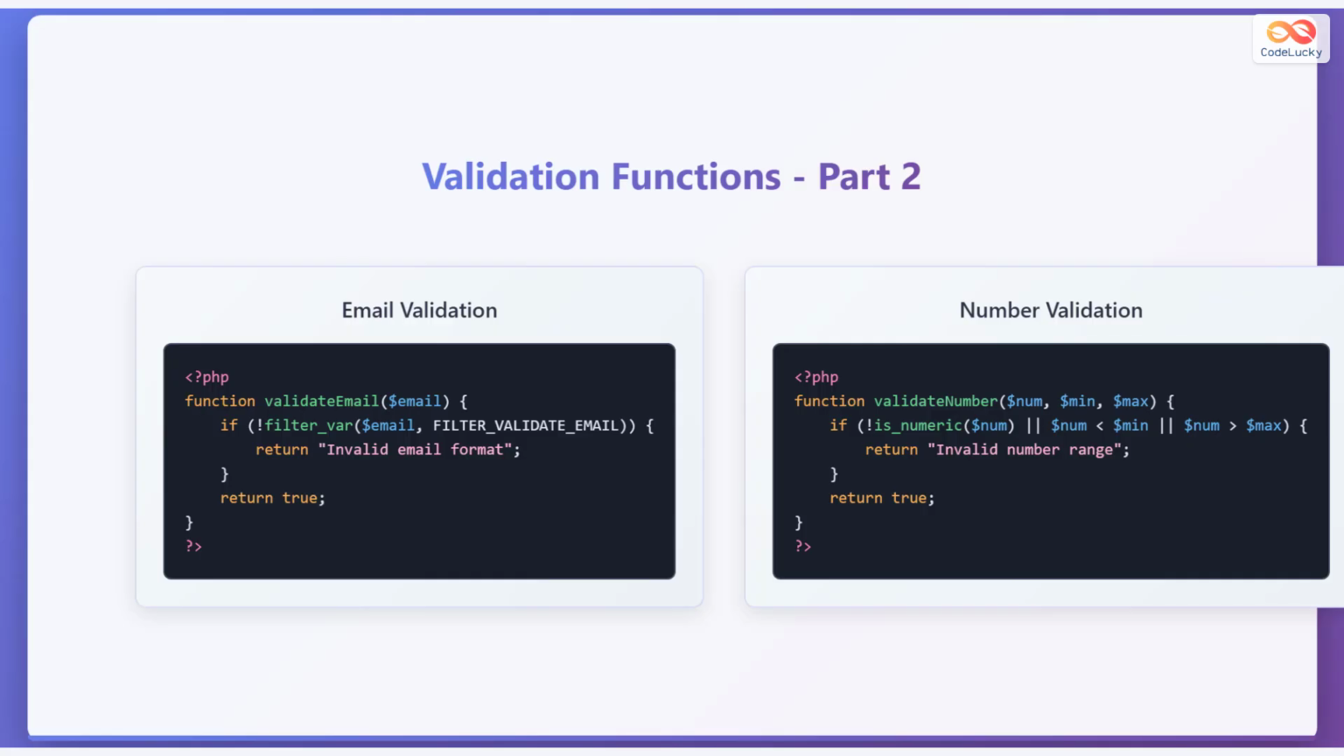Then we move on to number validation. The validateNumber function takes a number, a minimum value, and a maximum value. It checks if the input is numeric using is_numeric, and if it falls within the specified range. If the number is not numeric or is outside the range, it returns an invalid number range message. Otherwise, it returns true.